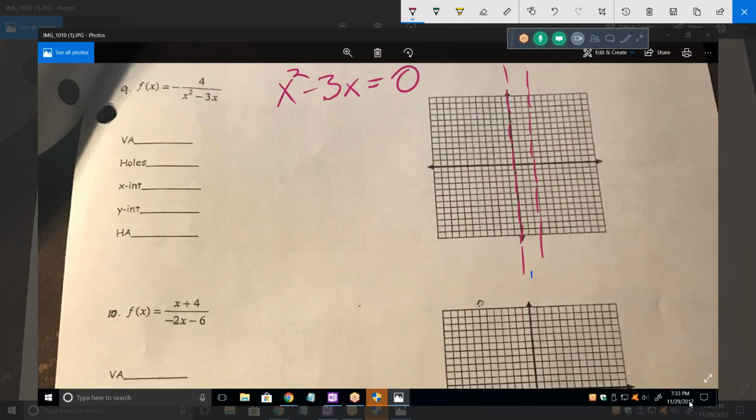Right. And so the negative sign in front, that doesn't... We'll get to that. Okay. At the moment all we're trying to do is figure out our vertical asymptotes. And that's based entirely on the denominator being equal to 0. Okay, so I've got x equals 0 and x equals 3. That's my vertical asymptotes.